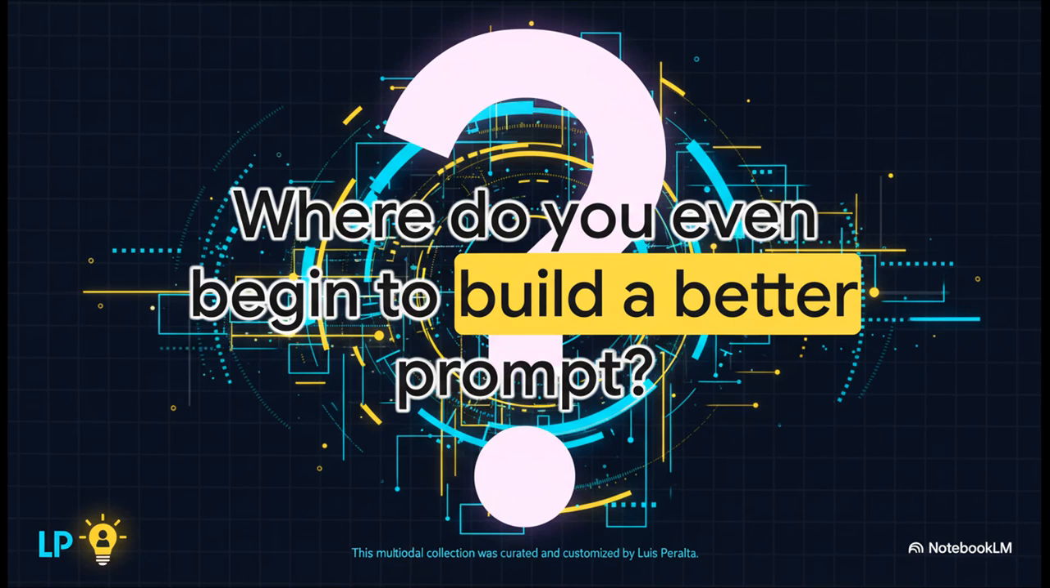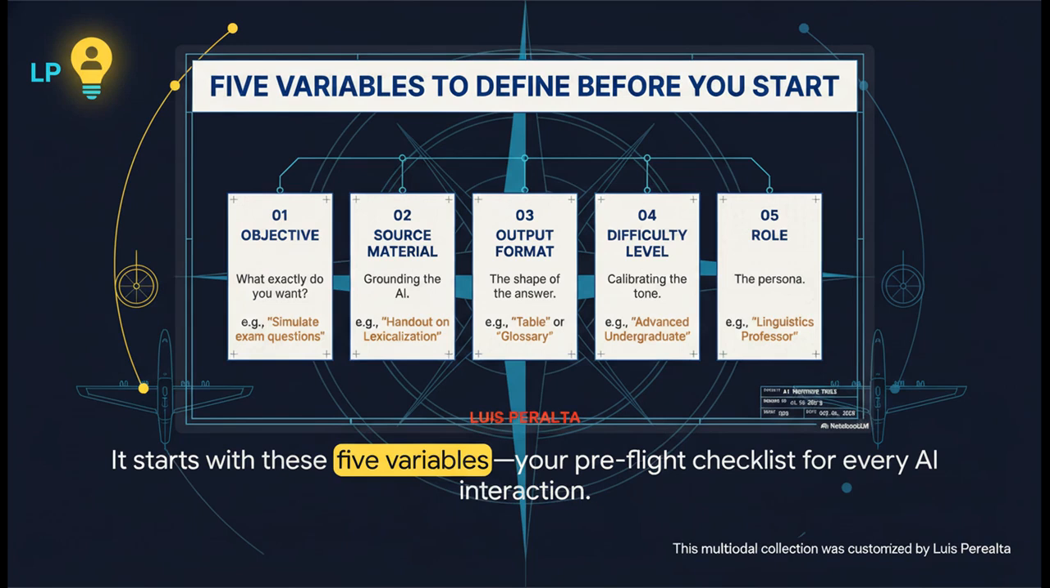So, where do you even start? It's one thing to say, be more specific, but what are the actual ingredients of a great prompt? Let's break it down into its core components. It all starts with these 5 essential variables. I want you to think of this as your pre-flight checklist for every single time you interact with an AI. Before you even start writing, you need to know your objective, the source material it should use, the format you want, the difficulty level, and this is a big one, the role you want the AI to play. Getting these 5 things clear in your head first is the absolute secret to precision.